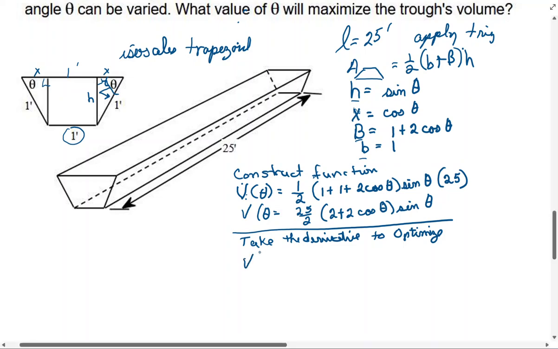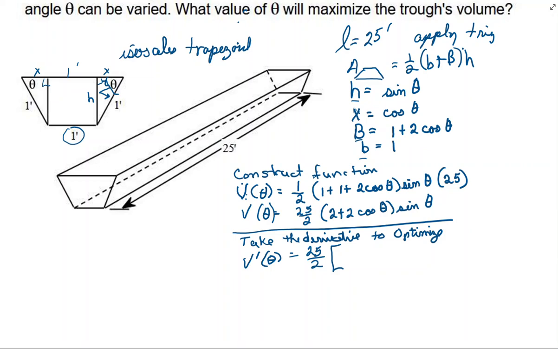So my V prime of theta is going to be, okay. Now this is a multiplier. The 25 halves is a multiplier. And I'm going to do the inside. The derivative, I'm going to do the first one. Derivative of a constant is? Okay, and the derivative of cosine is? A negative sine.